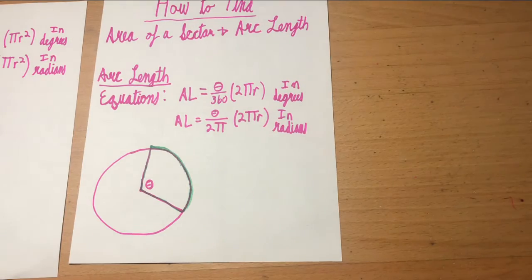Your equations are as such. You have two different equations depending on whether you're working in degree mode or radian mode. I'm not going to talk about the difference between degrees and radians. There are basically two ways you can represent angle measure. You should be familiar with that at this point.